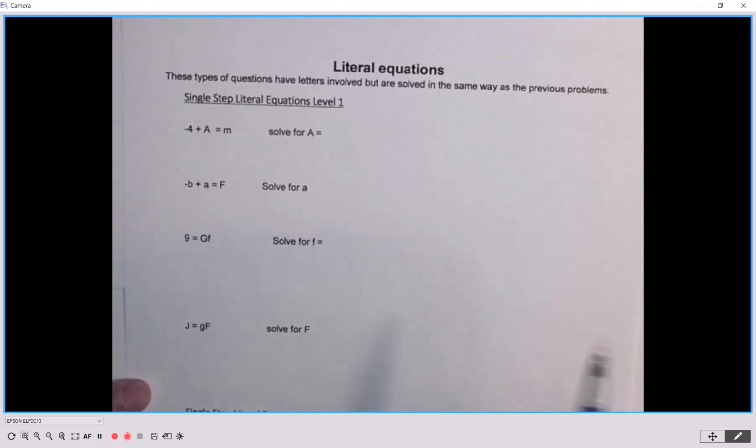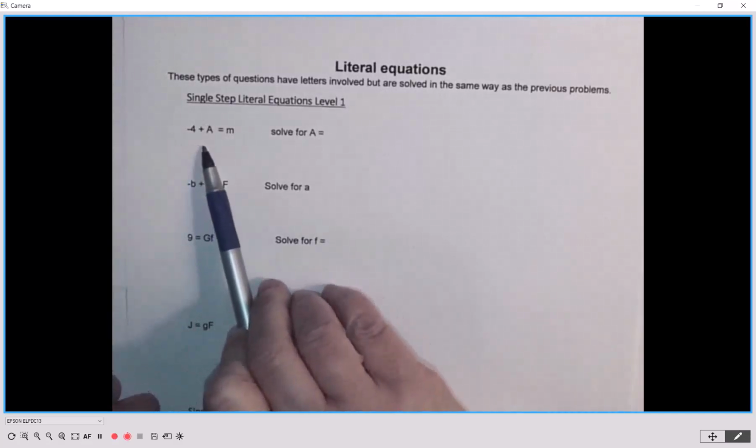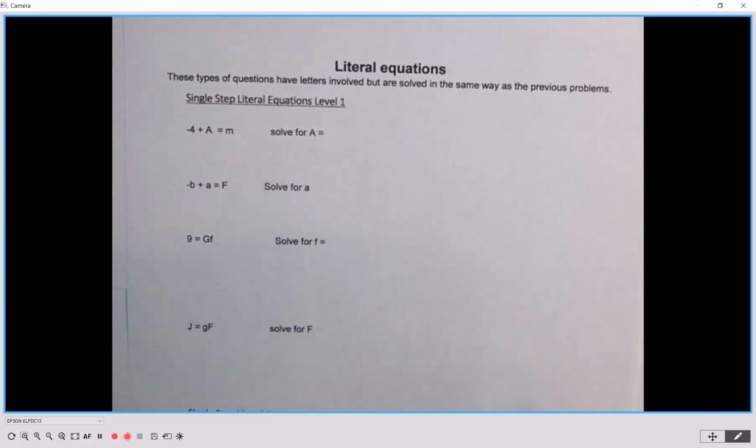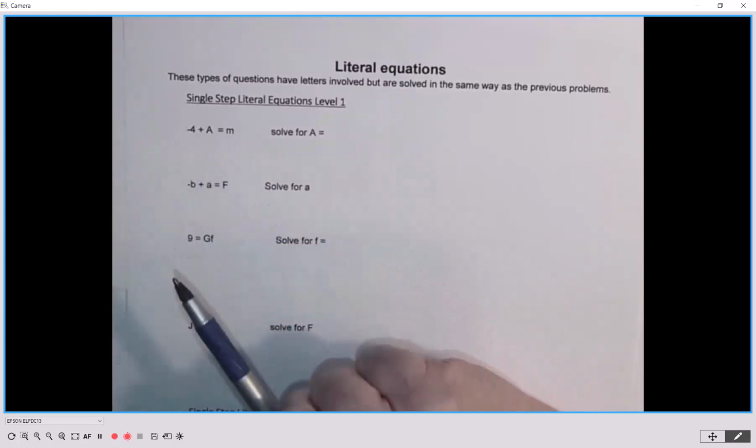So now take a look at this one. It's asking us to solve for the capital letter A. And on these ones, when you type in your answer, it does matter in Delta Math if it's a capital A or a small a. If you do it incorrectly, you make it capital when it was small, it will be marked wrong. So just be aware of what the letter is, capital or not.